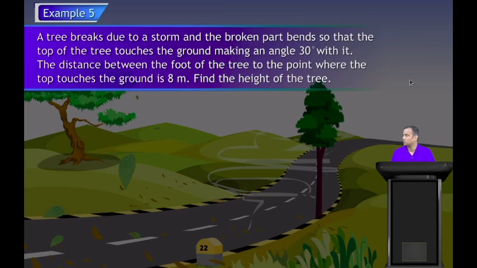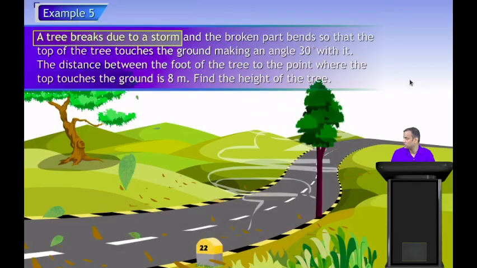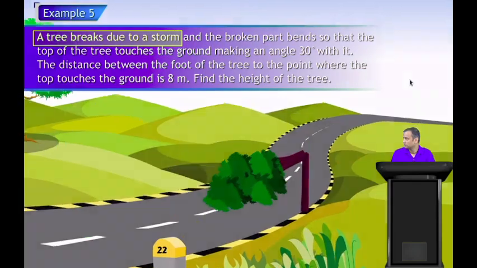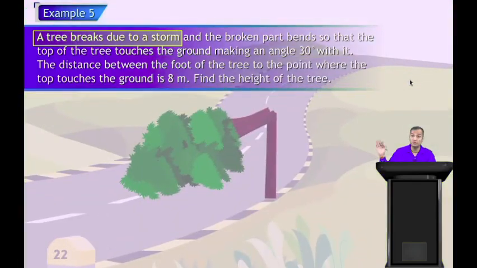Okay, now next question. A tree breaks due to a storm and the broken part bends so that the top of the tree touches the ground, making an angle of 30 degrees. Now let's see. Yes, it is due to a storm. So you know that a storm is too powerful. Like a tornado, it breaks not only trees, it also damages our house and many structures.